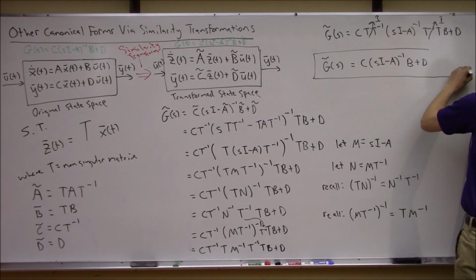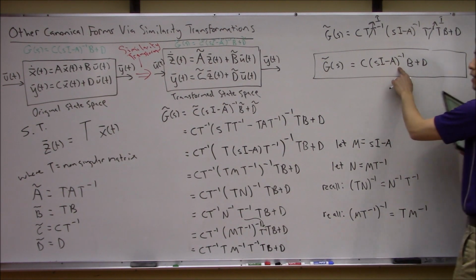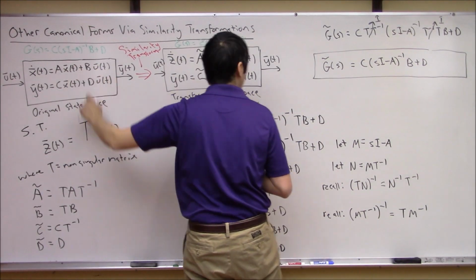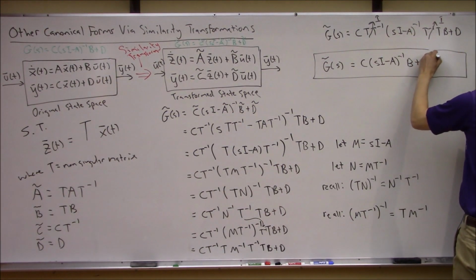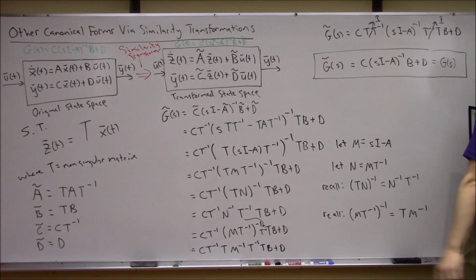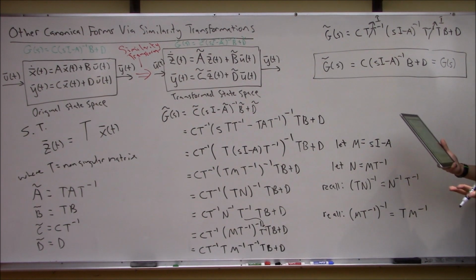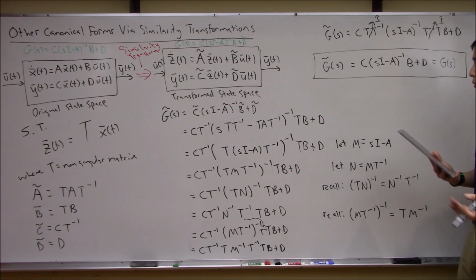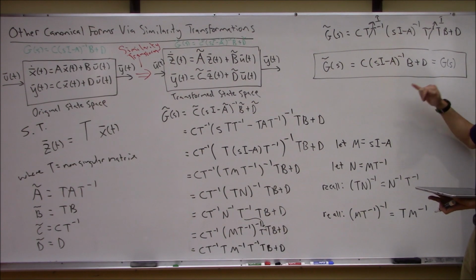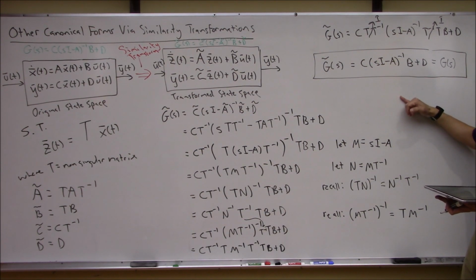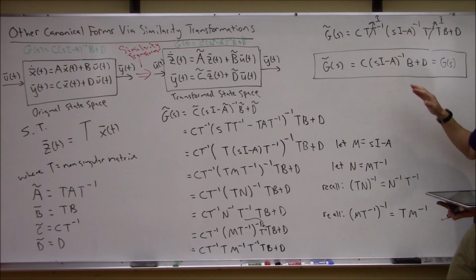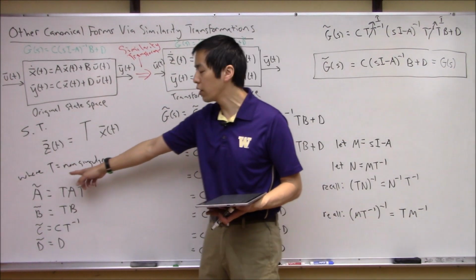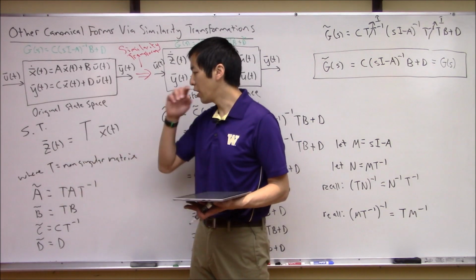And you know what's crazy about this? Look at this and look at this, right? This is equal to the original G of S, right? So, what do we end up with? We see that under a similarity transformation, the input-output relationship is maintained, right? I don't care what T you're using, as long as it's non-singular, it doesn't matter.